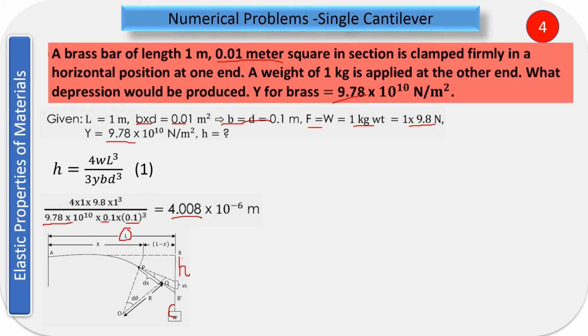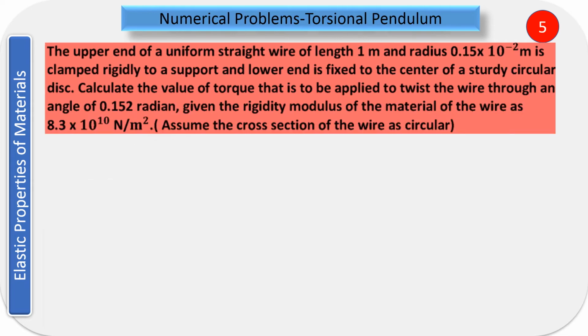That is 4 micrometer. You will have depression at the end. All right. Now we are moving to the torsional pendulum. Now let's read the problem.